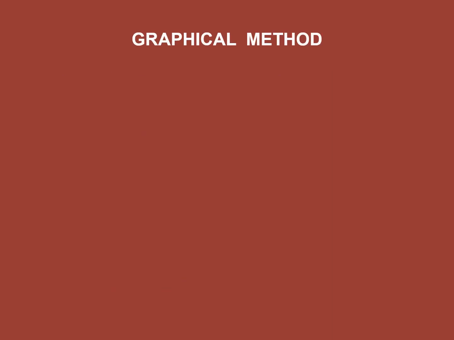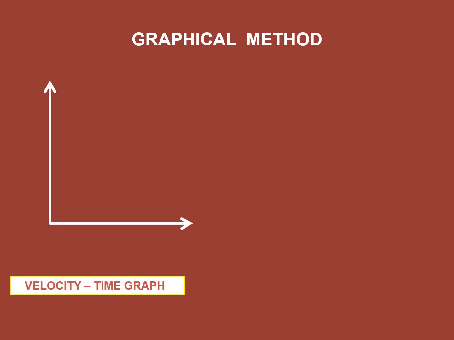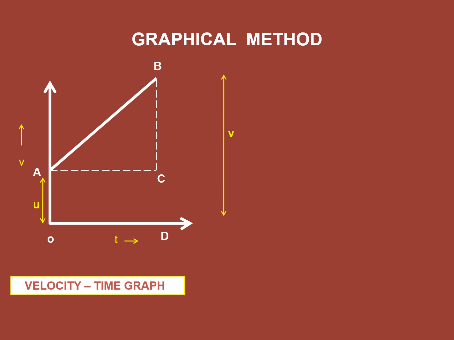Now coming to the graphical method, we will take a velocity time graph. Velocity is on the y-axis, time t is on the x-axis. This is the curve AB representing motion of the object having some initial velocity u. Final velocity of the object is v. Lines AC and BC will be drawn parallel to the x-axis and y-axis respectively. As we already have final velocity v and initial velocity u, this line BC is equal to v minus u.